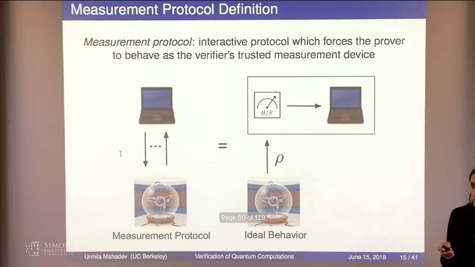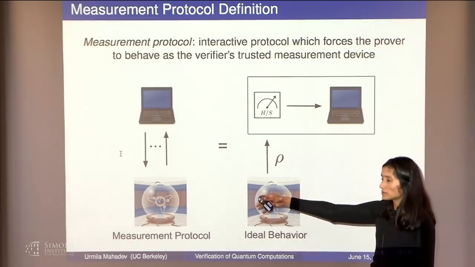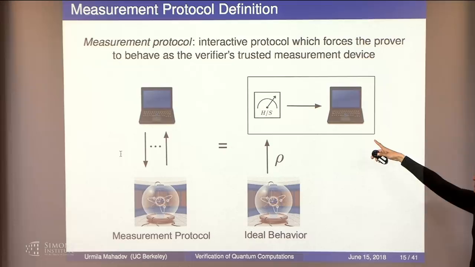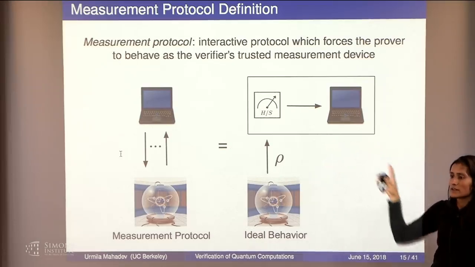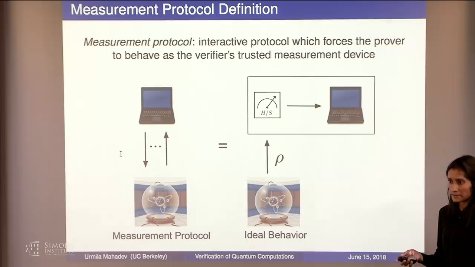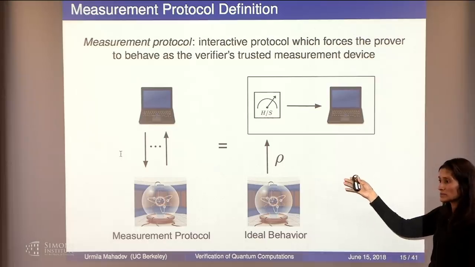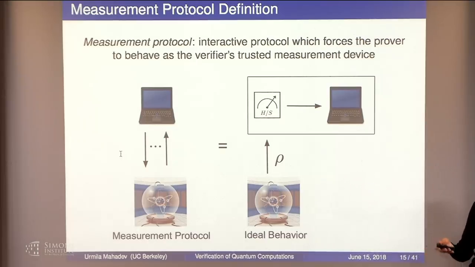Okay, so now I can go into the measurement protocol. The goal of the measurement protocol is to use interaction to force the prover to behave as the verifier's trusted measurement device. So on this side, I have the model which I've talked about. This is a classical verifier, a quantum prover, and they're interacting. Here, I have a verifier with a trusted measurement device, which enables the verifier to perform either Hadamard or standard basis measurements. I'd like to use interaction to force the prover to essentially just create a quantum state of his choice and measure in the basis desired by the verifier. And if I can force him to behave like this, this is equivalent to the verifier holding his own measurement device.